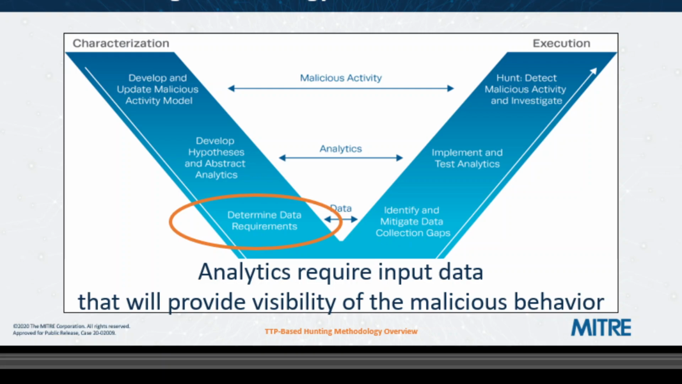So on the left side of the V, we need to determine what data is required or is preferred to feed those analytics. And on the right side of the V, we're going to go implement those data collection requirements. We're going to try to instrument our systems in such a way that we get the input data we need to feed the analytics that we've developed so that we can detect that malicious behavior.